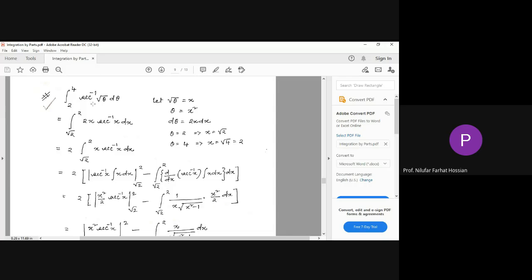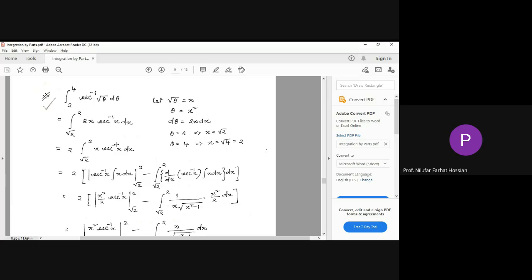So our function is like this now, but you have to change your limits also. Root over theta equal to x. The limits for theta are 2 up to 4. When theta equals 2, x will be root over 2. When theta equals 4, x will be root over 4, and the result is 2. So your limit should be root 2 up to 2. You can take this 2 outside. Now your function is x into sec inverse x dx.